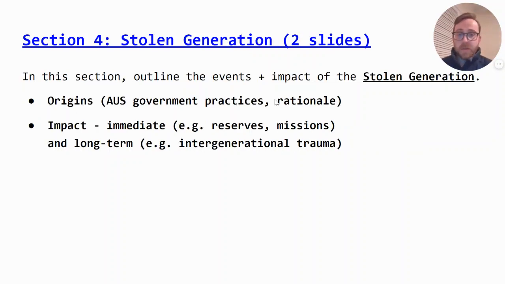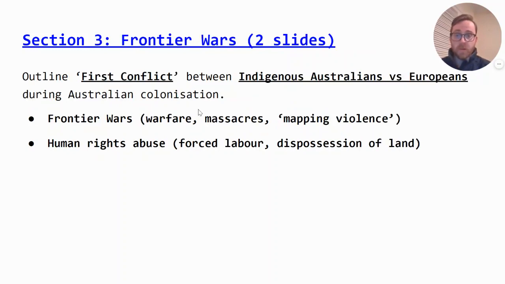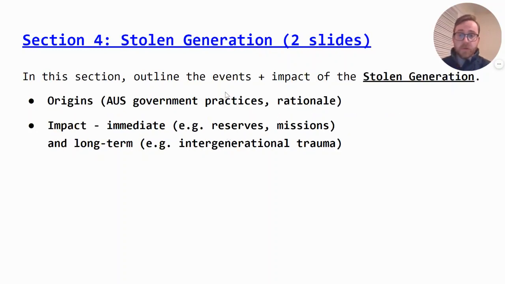Outline the events and impact of the stolen generation. I'm not going to tell you how to do it, but a good way to structure these kinds of big topics, we've got 2 slides, we've got 2 dot points. So maybe for stolen generation, you have 1 slide talking about how it happened, so the origins of the Australian government practices and the rationale for why we need this, and then 1 slide talking about the impact, so the immediate impact, so what happened to Aboriginals at the time, and what happened in the long term, so things like intergenerational trauma. You could reference the Closing the Gap report.